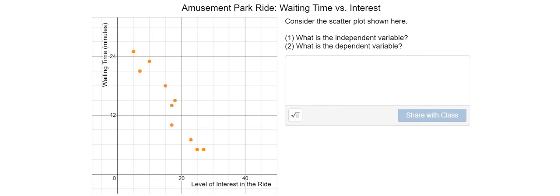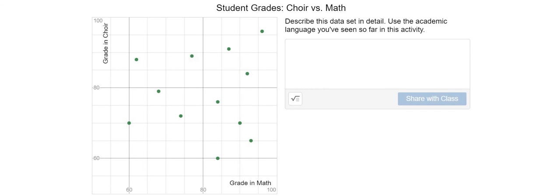Now, in this example, it's the other way. They're looking at the level of interest in a ride for the waiting time in minutes. So we can see that if you have to wait 24 minutes for a ride, you're not that interested in doing it. Okay. Now, in this graph, it's looking at students' grades in math and their grades in choir. Not a subject that we have at Gympie High, but that's fine. So if we're looking at these ones here, you can see that there is no association.